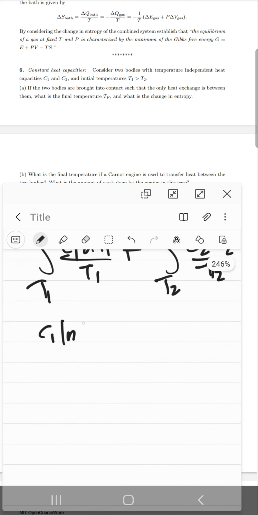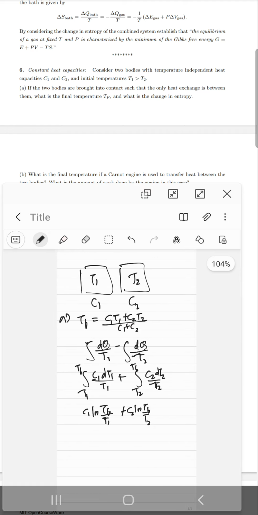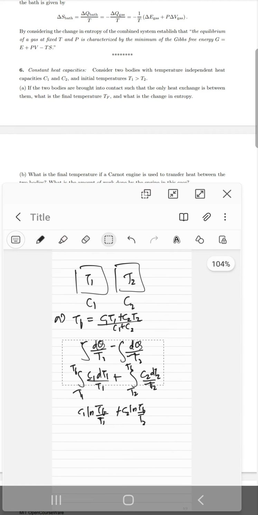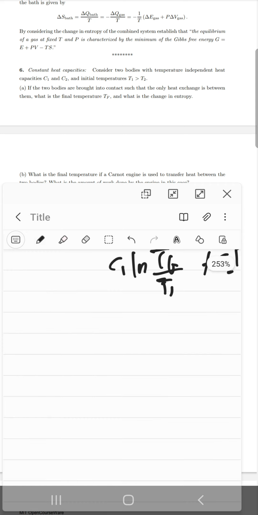So just C1 natural log of Tf upon T1 plus C2 natural log of Tf upon T2. That's how it should have been, right? And now we can't simplify this any further. Well, that sucks, but whatever. I don't think it can be simplified, so I'm just going to leave it like that. So that's the A part, delta S is this quantity.